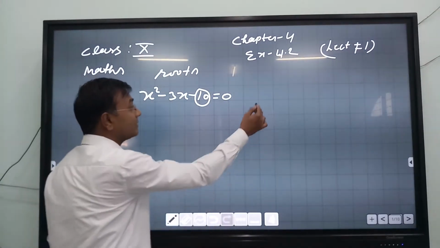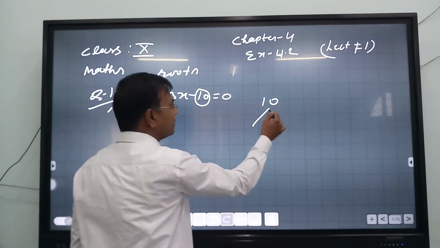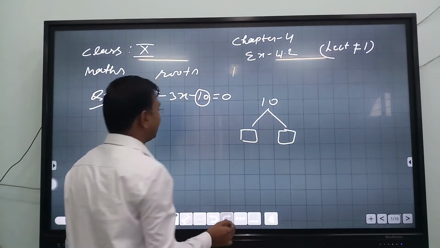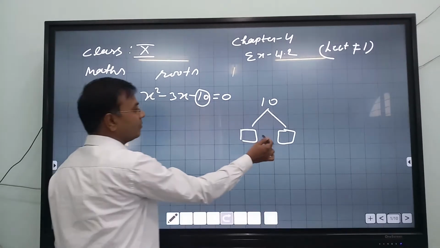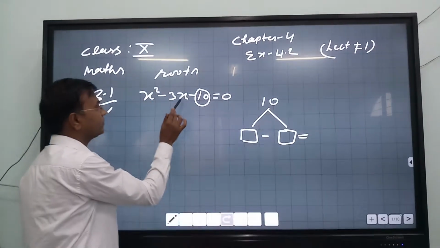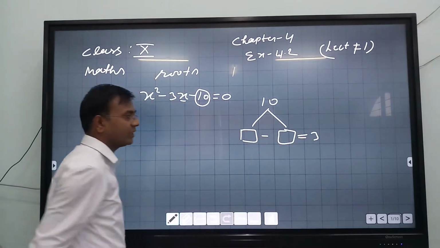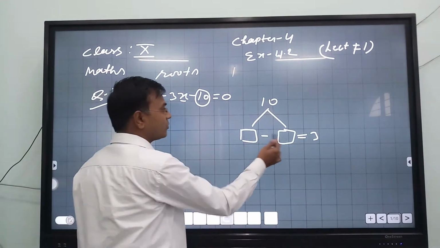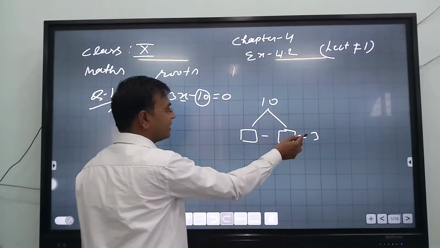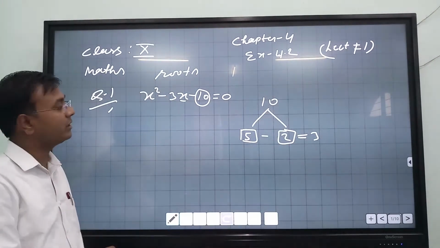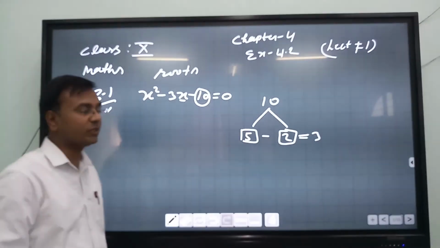The number 10 is there, and we have to factor this number 10 so that the sign is minus, equal to the numerical coefficient of x, that is 3. So find the two numbers whose product is 10 and the difference is 3. So 5 and 2: 5 times 2 is 10, and 5 minus 2 equals 3.